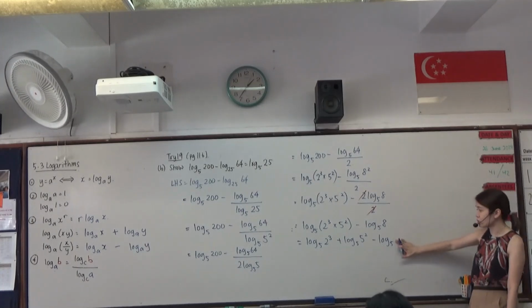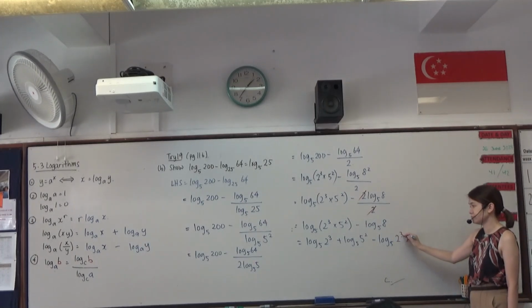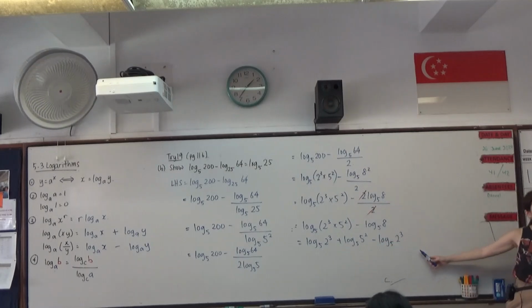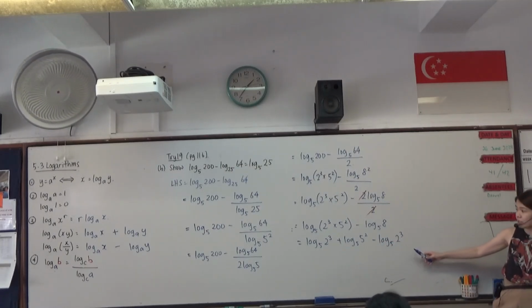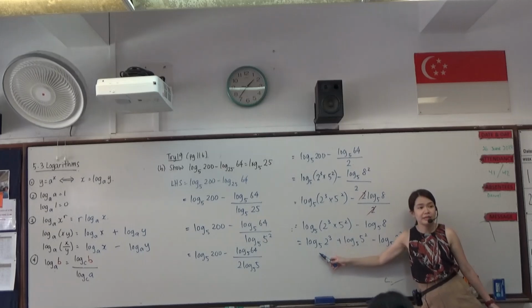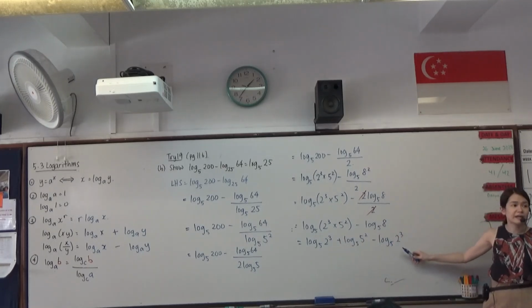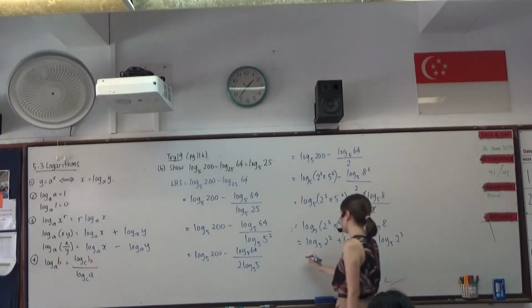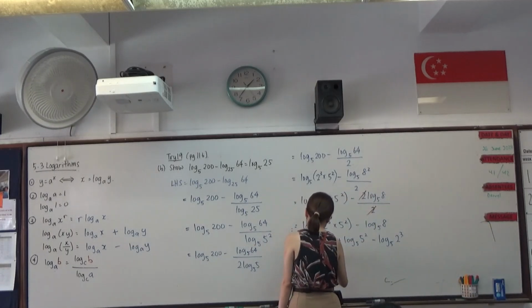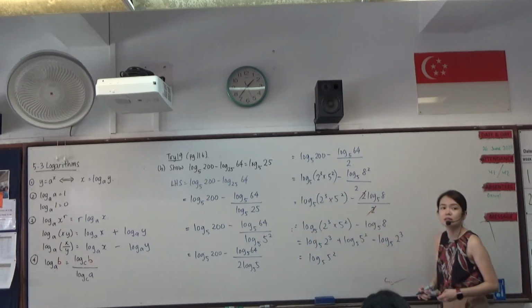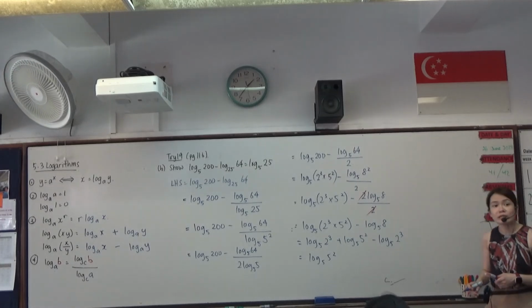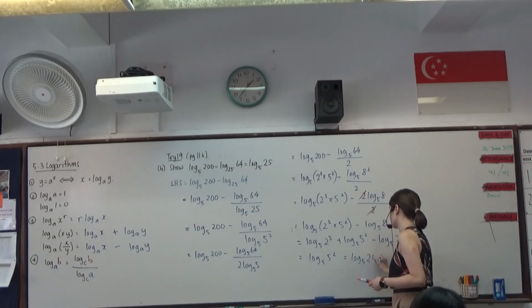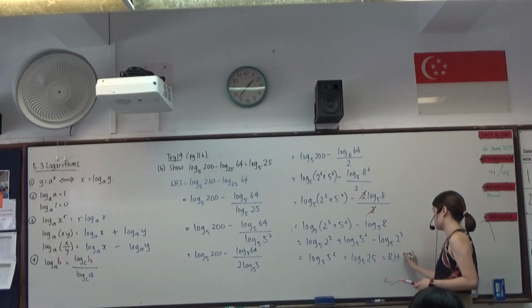Okay, your 8 is actually 2 cubed. So do you notice that this and this subtract out? Okay, log 2 cubed base 5 minus log 2 cubed base 5. It is a zero pair. So you'll be left with log 5 squared base 5. 5 squared is another 25. And that is the right hand side.